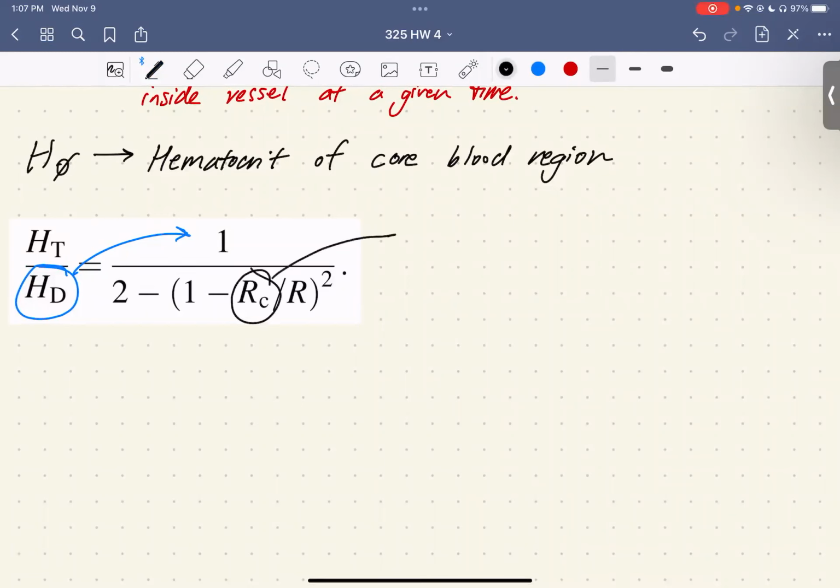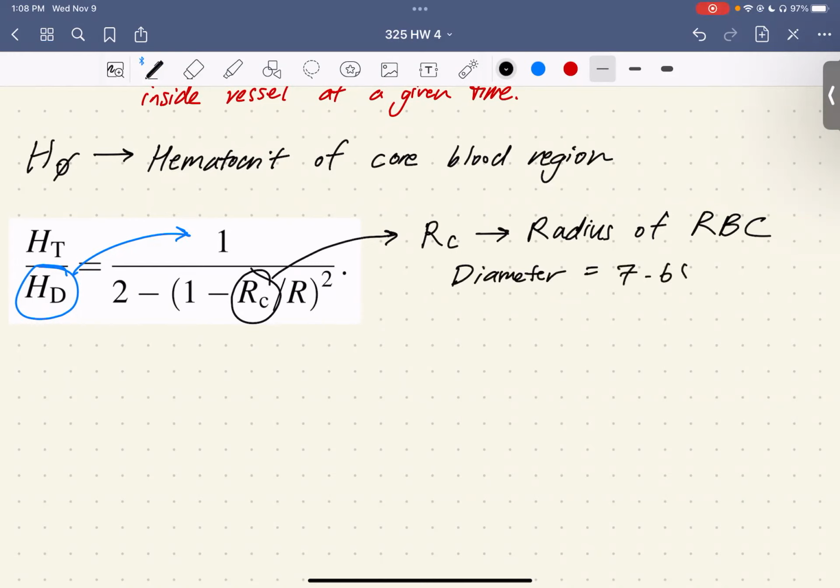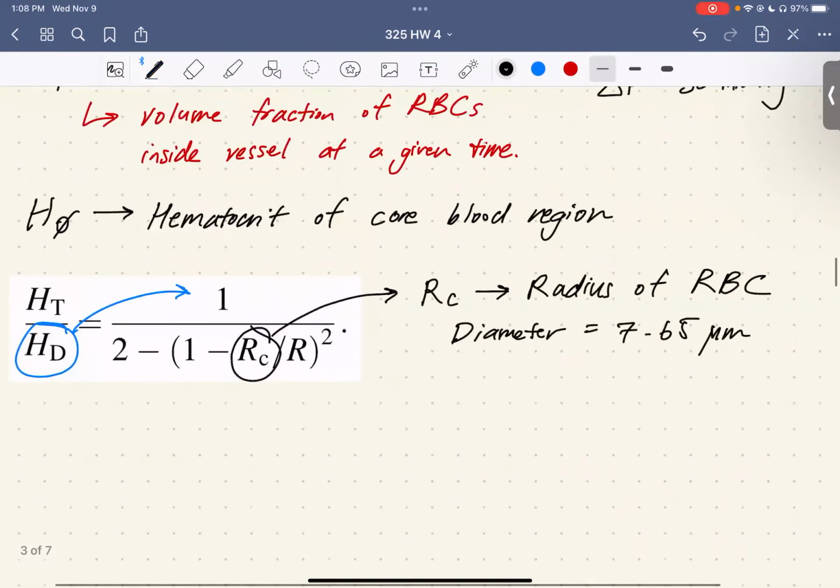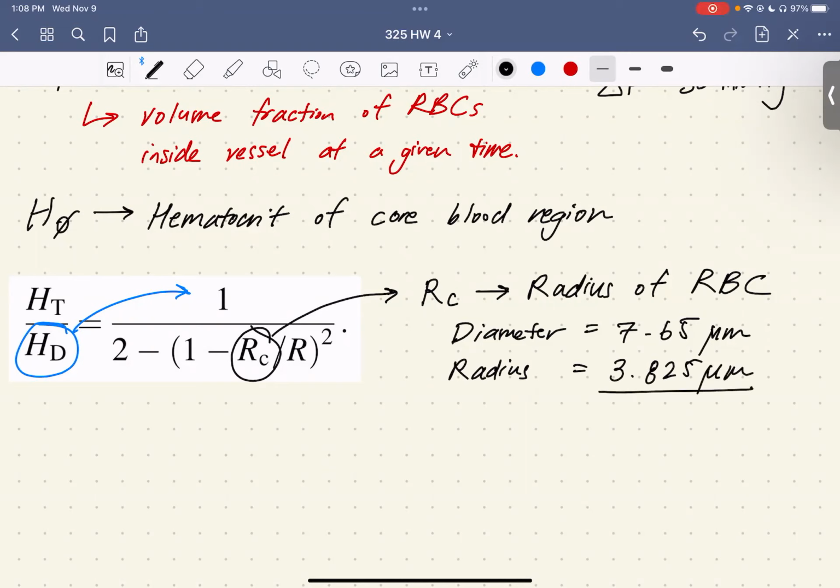RC is the radius of the red blood cell, or whatever is in question, right? In this case, it's the red blood cell. From the pre-reading, you'll also see that the diameter of a red blood cell is 7.65 micrometers. So that means that the radius of a red blood cell is 3.825 micrometers. And this is what we're going to be using for that RC value.